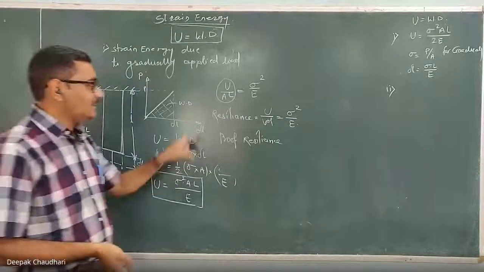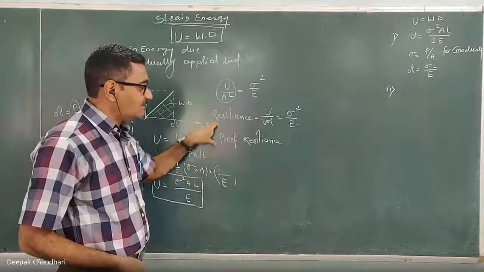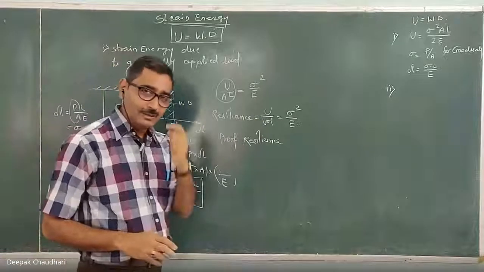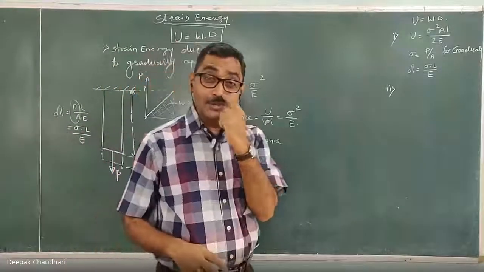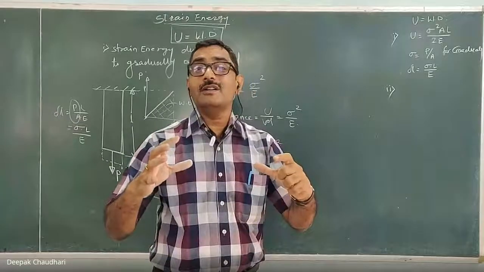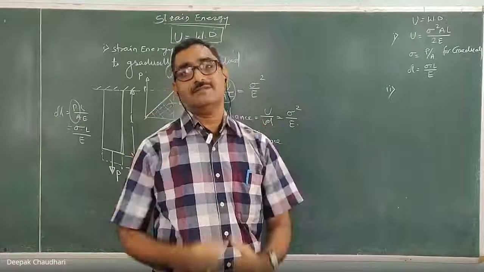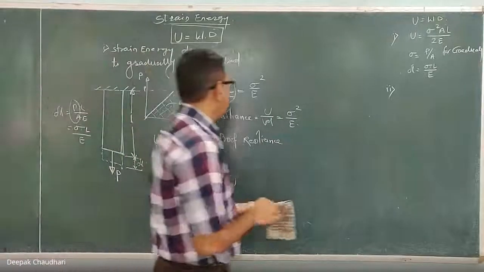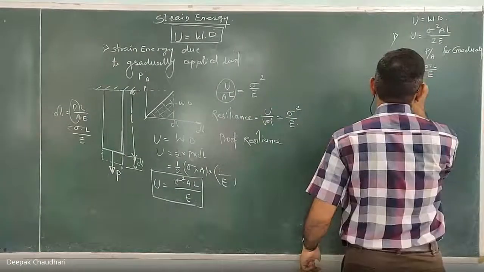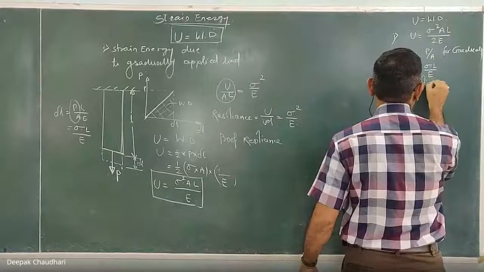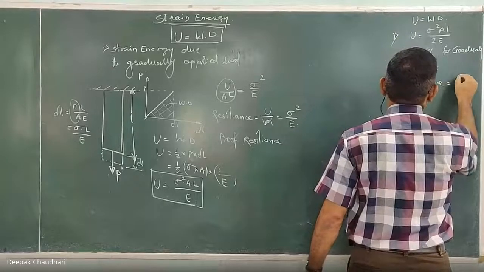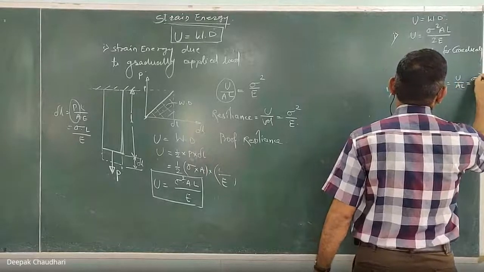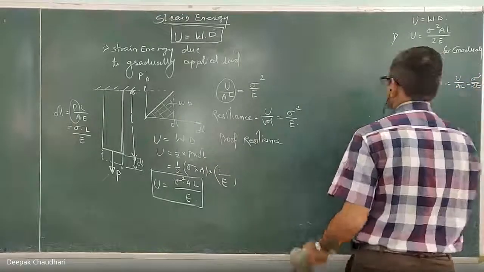So, is that clear? What is strain energy, what is resilience, and what is proof resilience? Proof resilience is the mechanical property of the material, with the help of which we come to know the amount of shock the material can withstand. This resilience is the strain energy stored per unit volume, which is equal to sigma square upon 2E.